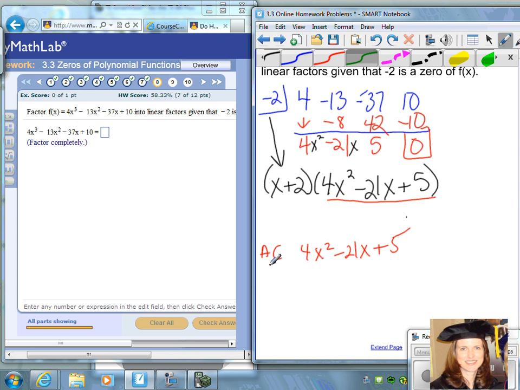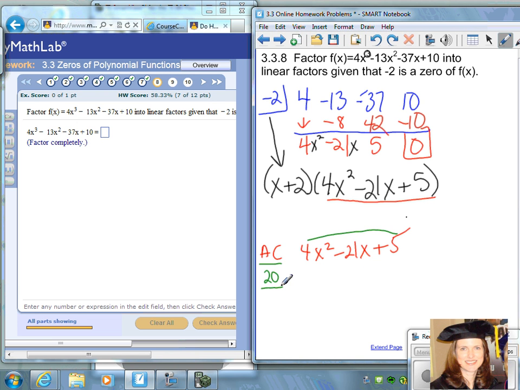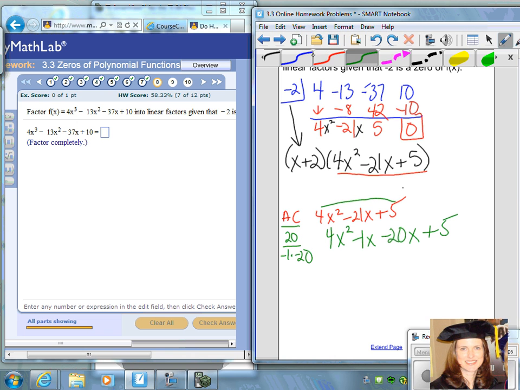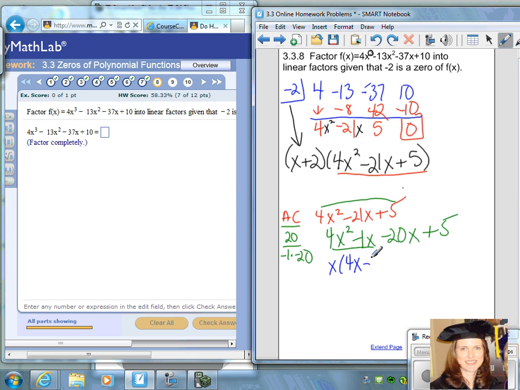I'm going to multiply a and c together. 4 times 5 gives me 20. And the factors of 20 that give you negative 21, that's negative 1 times negative 20. So by splitting up the middle term into 4x squared minus 1x minus 20x plus 5 and factor by grouping, you can factor out an x out of the first two terms. When you factor out an x, you get 4x minus 1. If you factor out a minus 5, you get 4x minus 1 when you factor out a minus 5 out of the last two terms.